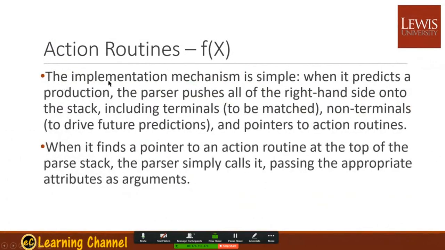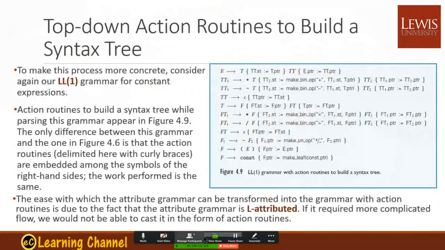Action routine. The implementation mechanism is simple. When it predicts a production, the parser pushes all of the right-hand side onto the stack, including terminals, non-terminals, and the pointer to the action routine. When it finds a pointer to the action routine at the top of the parse stack, the parser simply calls it and passes the appropriate attributes as arguments.